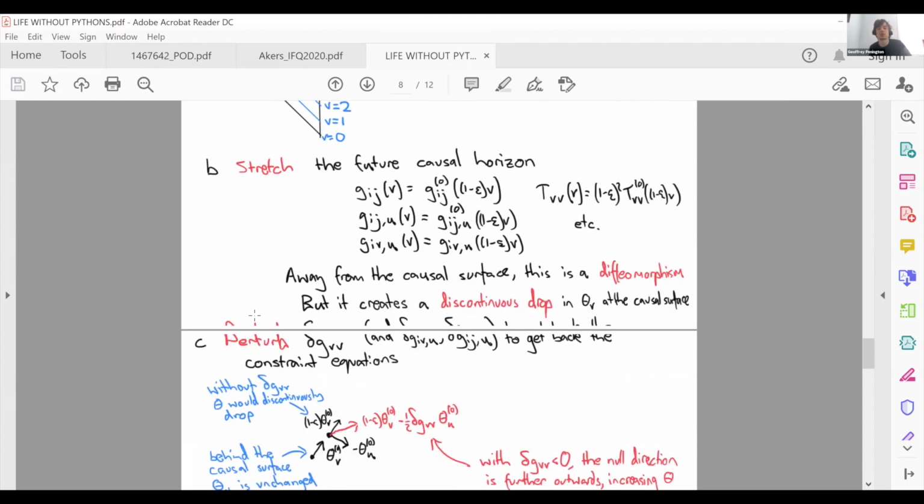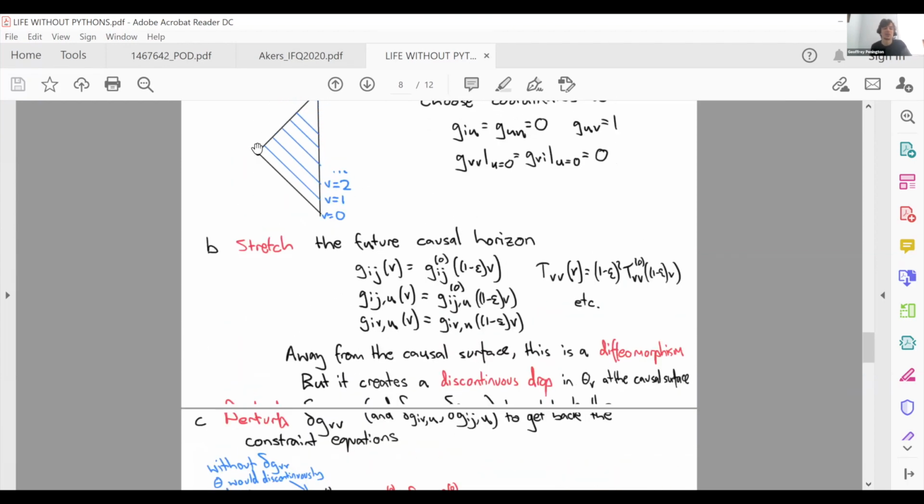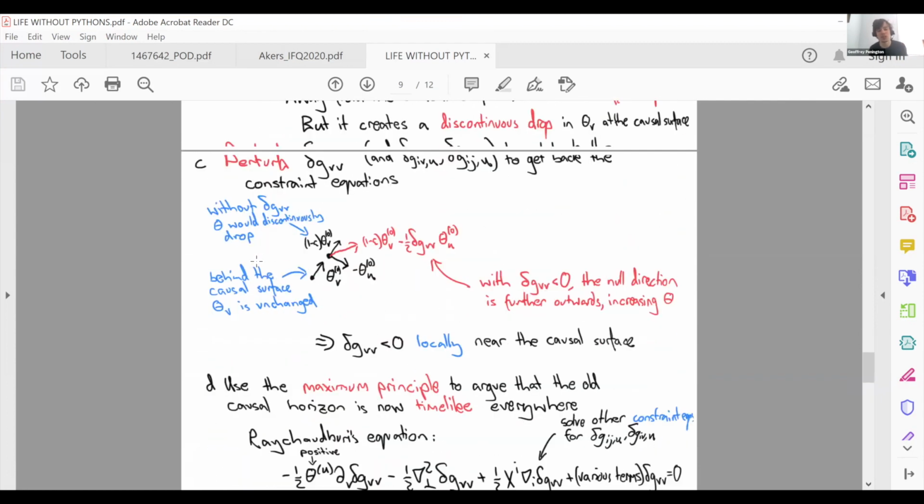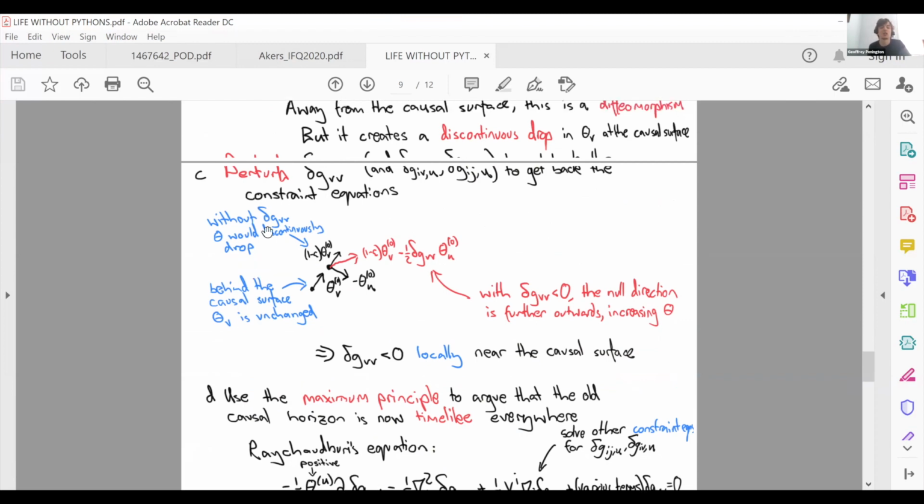Okay, so that means we're no longer satisfying the Raychaudhuri equation at the causal surface, unless we suddenly had some null energy sitting here, which we don't. Okay, so then step 3 is that we're going to perturb the metric in order to recover our constraint equations. In particular, we're going to perturb delta G_VV.